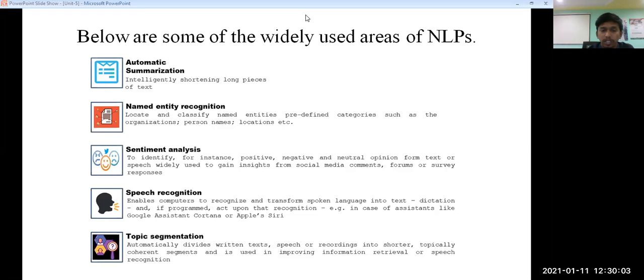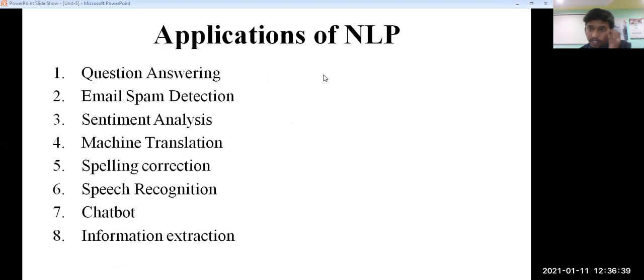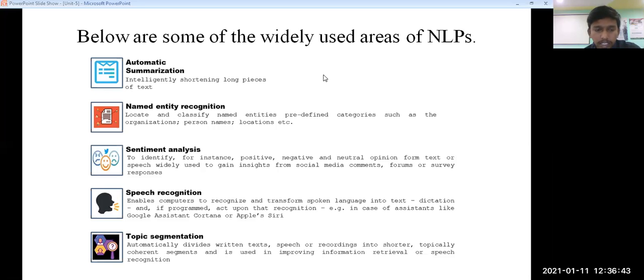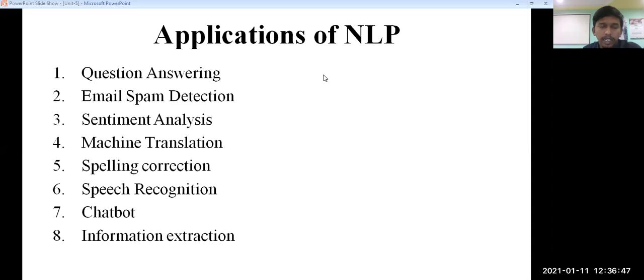So now let's look into some of the applications of your natural language processing. These were the widely used areas that we have discussed till now. And now let's look into the in-depth applications of your natural language processing with respect to your real world entities. So the first application we can discuss is question answering.